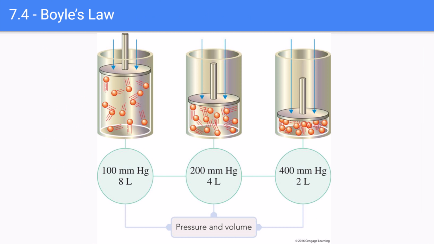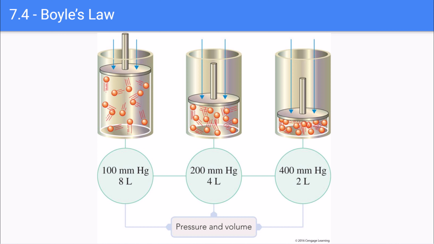So take a look at these pressures and volumes that are given here in this particular chart. Take a look at the very first one there on the left-hand side. That particular piston is under a pressure of 100 millimeters of mercury and 8 liters. If we decrease the volume to 4 liters, the pressure increases to 200 millimeters of mercury. And if we decrease the volume to 2 liters, the pressure increases to 400 millimeters of mercury.